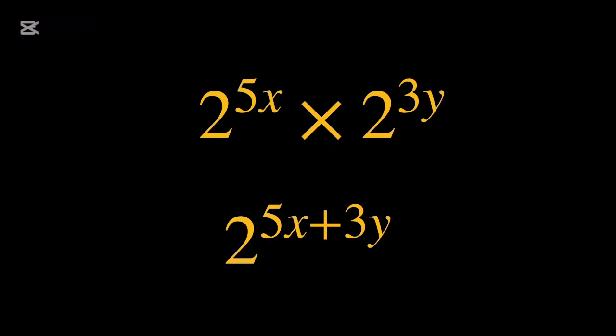We have prepared things well, and now we can add the exponents, since the base is the same. When you multiply with the same base, you add the exponents. 2 to the power of 5x plus 3y.